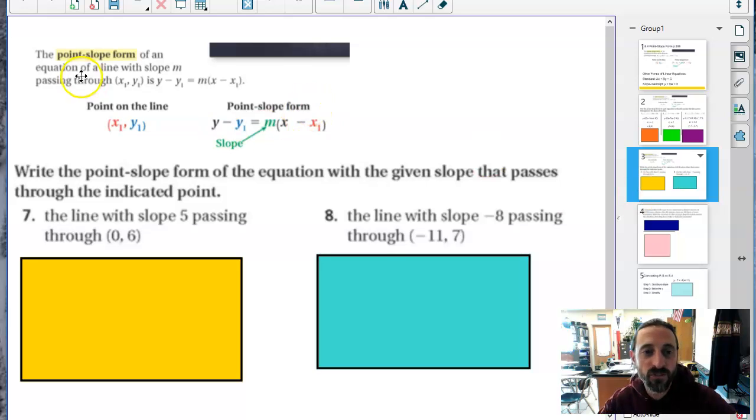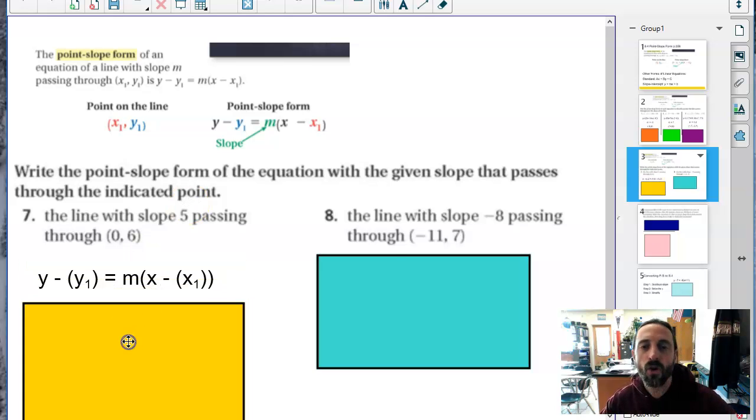Again, I'm going to leave my point-slope form up on the top corner and just give you a couple of other examples. The instructions here say, write the point-slope form of the equation with a given slope that passes through the indicated point. So it's now saying, I'll give you the slope and I'll give you a point. You write the equation. All right. Step 1, write the form. Notice y minus, x minus.